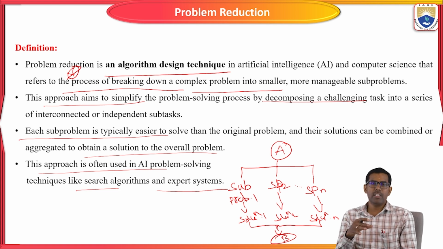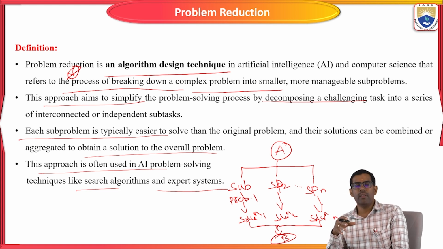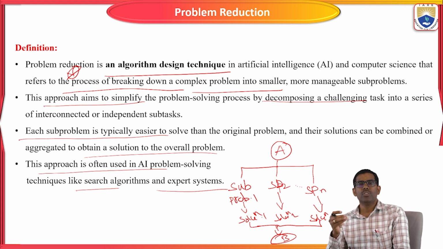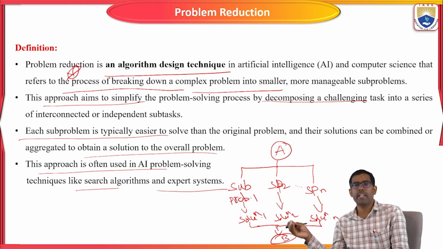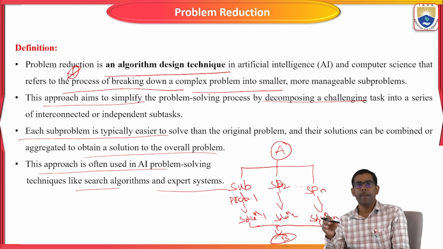Let me give one more example. In your class, n students are there, and you have six subjects. For each subject you give one assignment, so each student has six assignments: person one has six assignments, person two has six, up to person n. Here the students are going to divide the work among themselves.